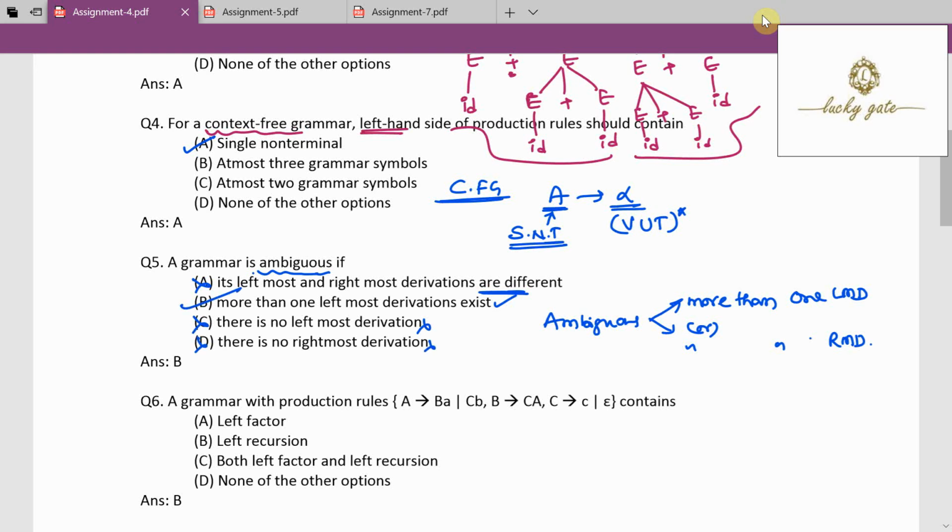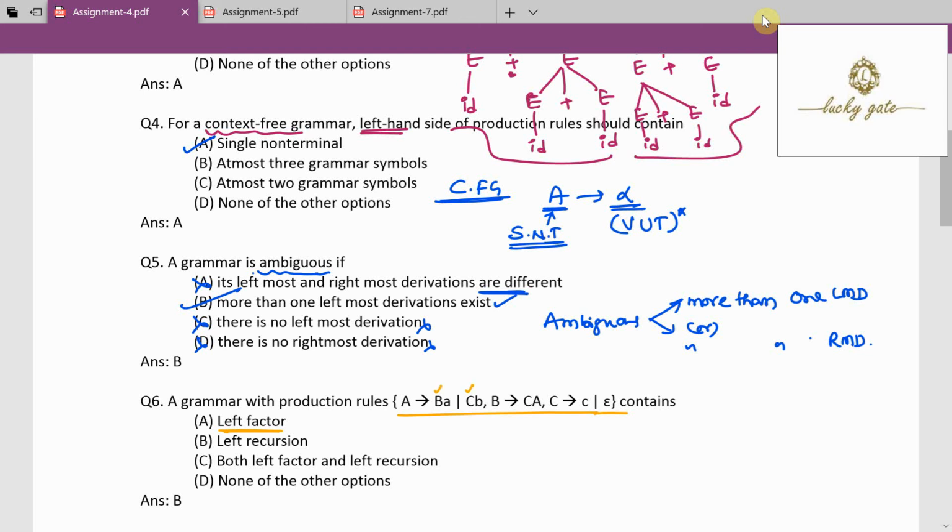Now coming to question number 6. A grammar with the given production rules contains: left factor, left recursion, both left factor and left recursion, or none of the other options. What is left factor? If a production has two alternatives having common parts on the RHS. Look, A has two productions.